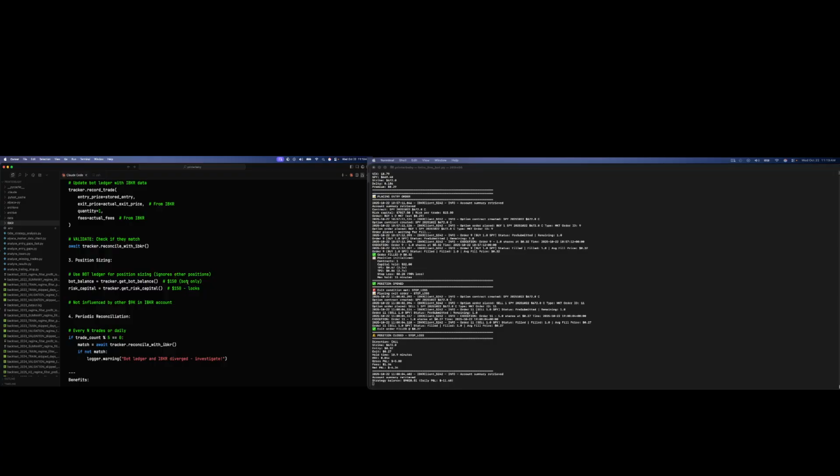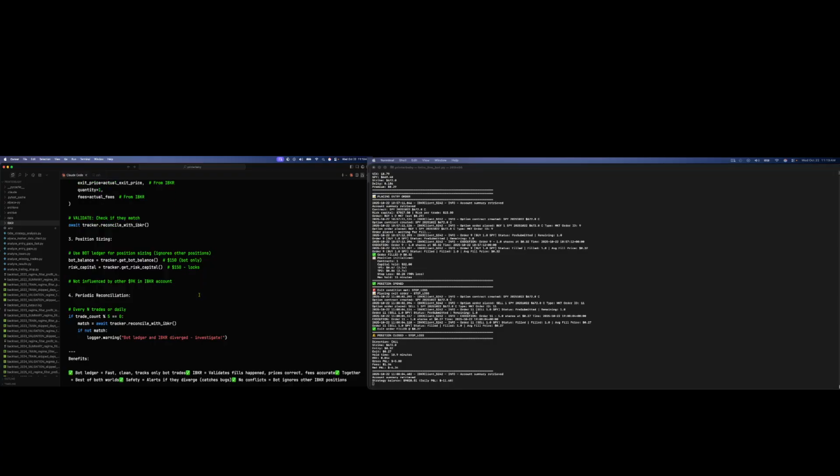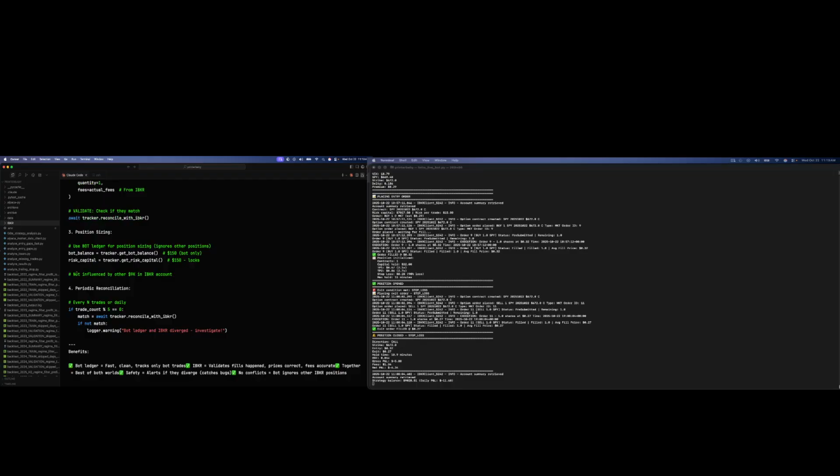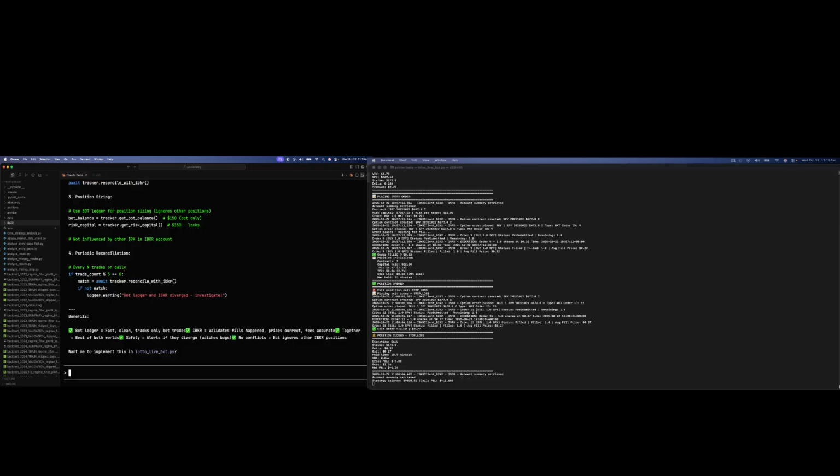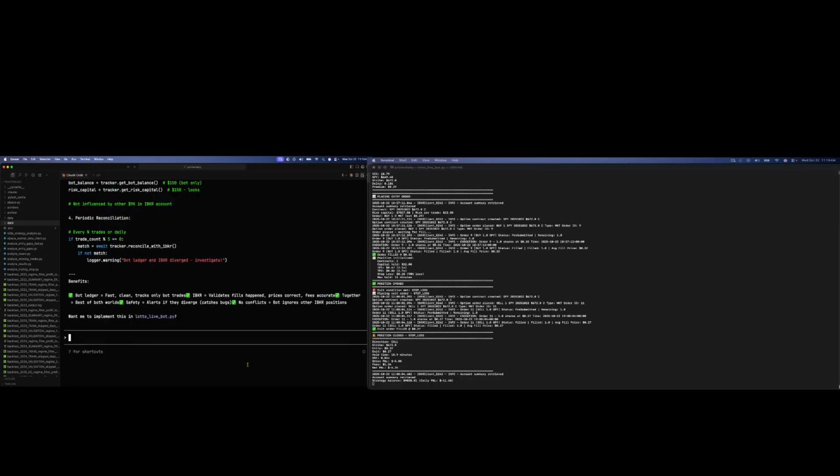So the bot is not influenced by the 9K in IBKR. Benefits: the bot ledger equals a fast, clean track of only the bot trades. IBKR validates that fills happen, the price is correct, and the fees are accurate. Together this is the best of both worlds. Safety equals alerts if they diverge, no conflicts, the bot ignores the rest.